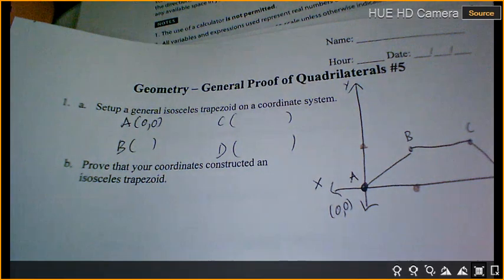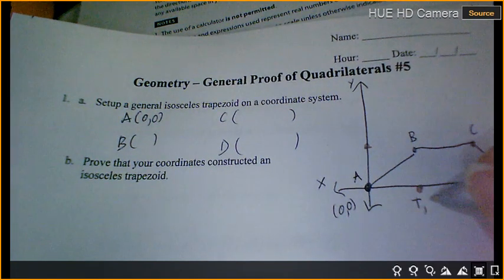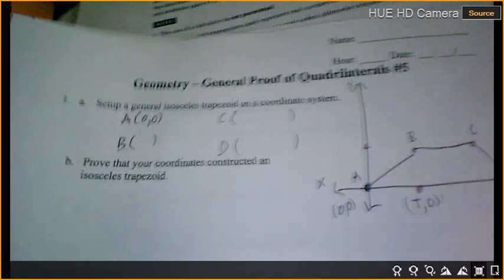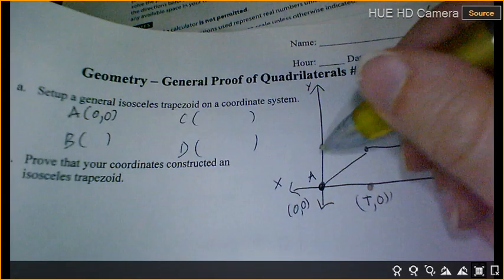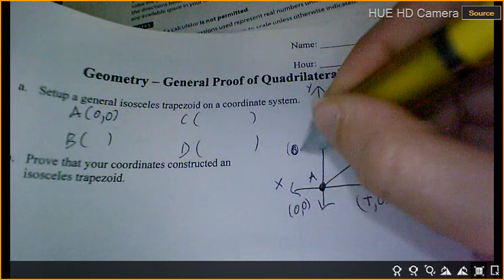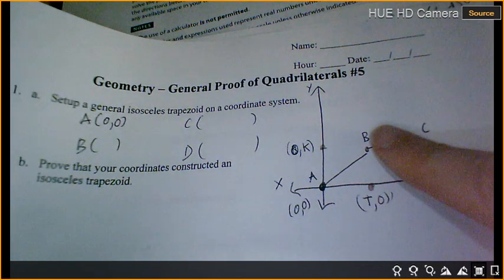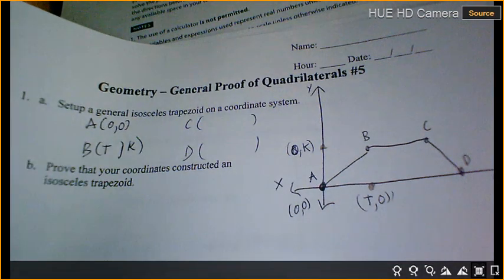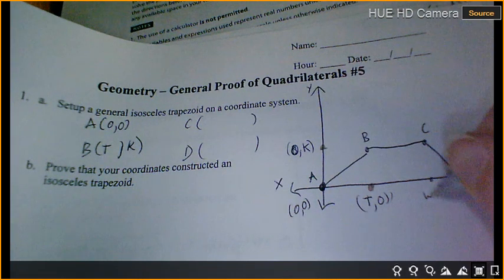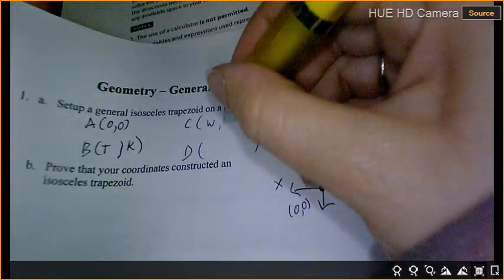Okay. This right here, I went over T. I'm going to call it T, 0. That's this point right here on my x-axis. Then right here, this point on my y-axis, I went up K. I went over 0, up K. So I'm going to make B (T, K). I went over T, up K. All right. Now C, I'm going to call this right here W, 0. So C, I went over W, up K.